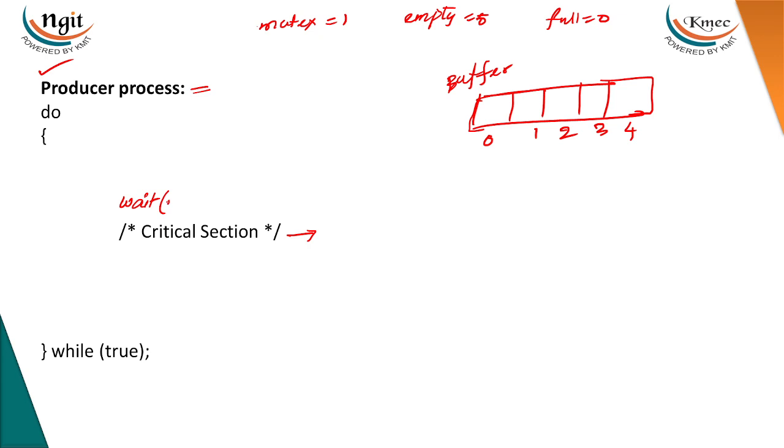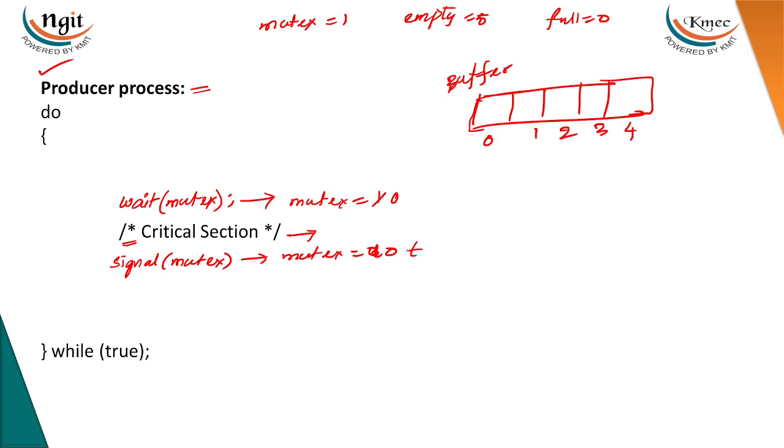Any process that executes has to implement mutex. Before executing the critical section, you need to execute wait on mutex. It makes the mutex value 1 to 0, because 1 minus 1 is 0. After executing the critical section, you need to execute signal on mutex. This increments the mutex value from 0 to 1, so that the consumer process can run.